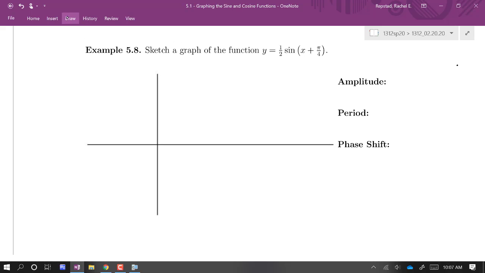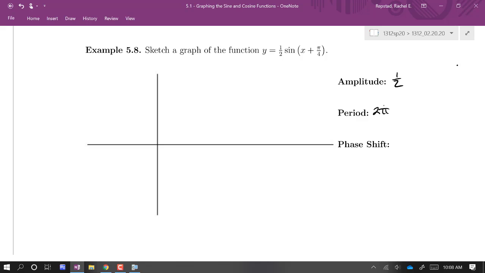So let's sketch a graph of this function, 1/2 sine of x plus pi over 4. What's the amplitude? 1/2. And we'll just note that there is no reflection because it's a positive 1/2 there in front of the function. What's the period? 2 pi because it's a 1x. And here, we don't have to worry about factoring anything out because it's already a 1x, right? In the parentheses, I just have plain old x plus pi over 4.